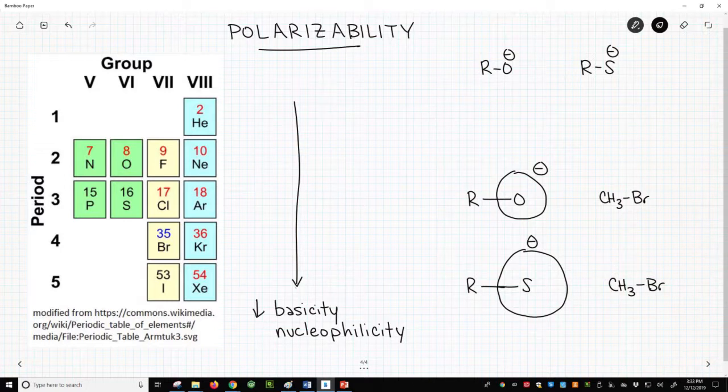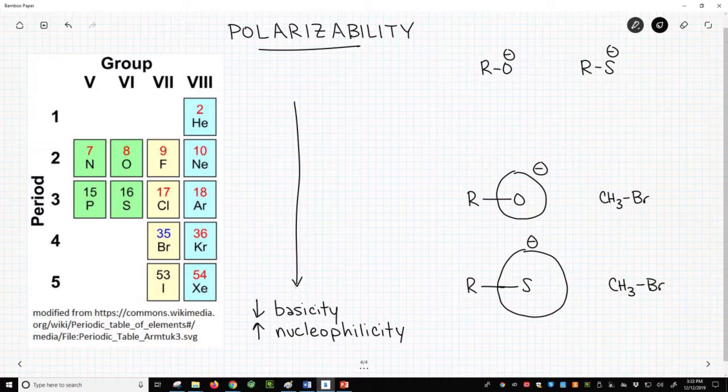We know that anions can be both bases and nucleophiles. If basicity decreases as you move down a column, then nucleophilicity probably does the same. Well, no, nucleophilicity actually increases as you move down a column. The same is true for the group 6 elements.